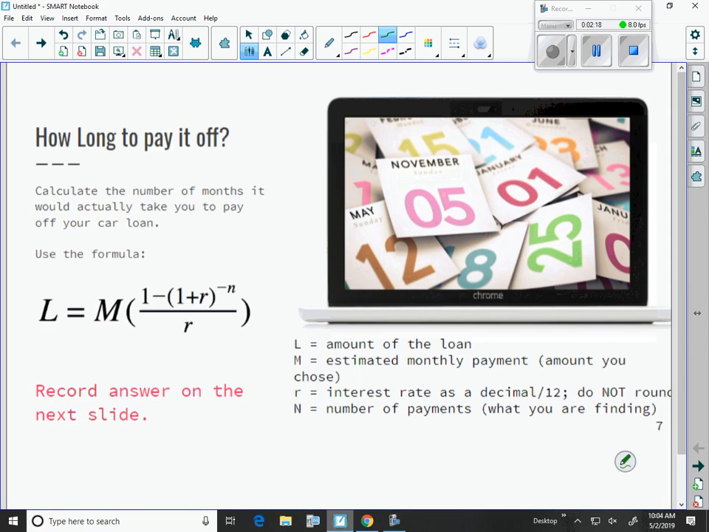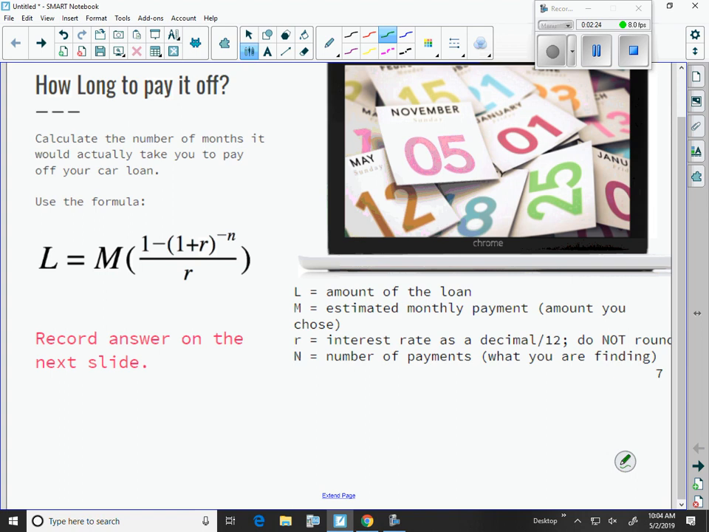Okay, so I'm going to hop over to my Smart Notebook file here, same slide, and I'm going to show you how to plug all of these items in. So let's start with L. L is the amount of your loan. Okay, this is also the price of your car. Now we have not discussed a down payment in this project, but the amount of the loan would be less than the price of the car because typically people have a down payment that they would put on their car. For the sake of keeping this easy, we're just going to use the price of our car. Okay, and so for me, the price of my car was $31,945. So that's my L.